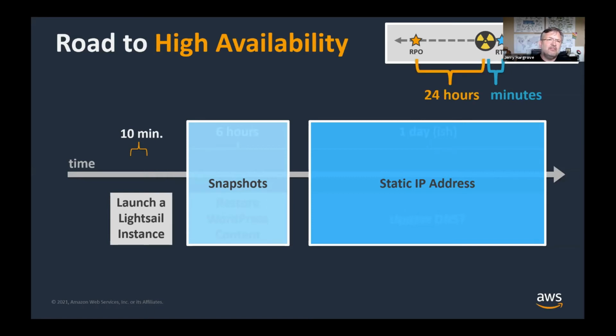The second thing that using Lightsail Snapshots does is it helps us with our RPO. And as I mentioned before, RPO is our recovery point objective, and that really defines how much data we might lose as a result of a system outage. And in this case, daily snapshots mean at worst case, we might lose 24 hours worth of data.